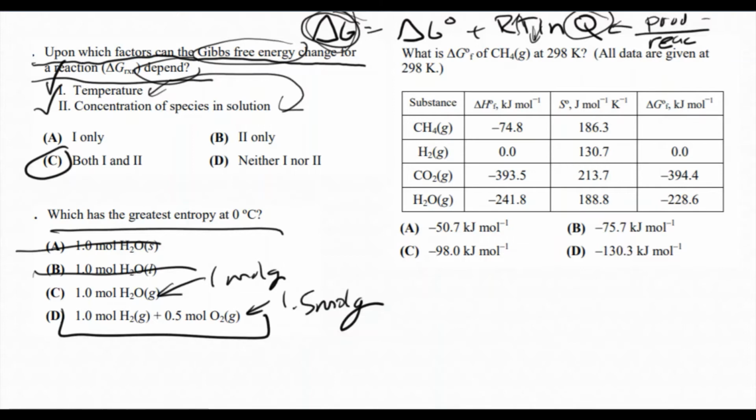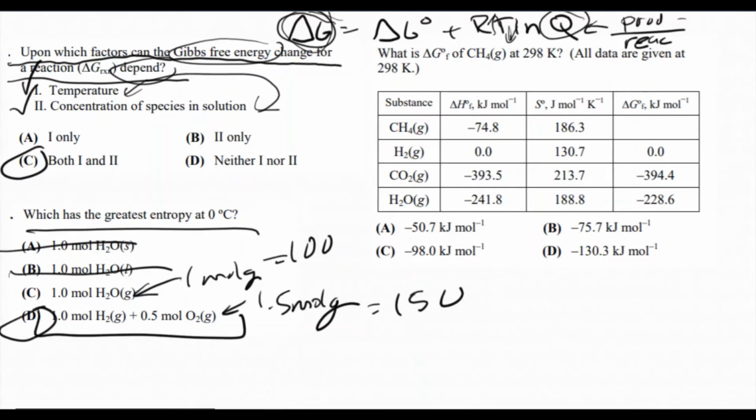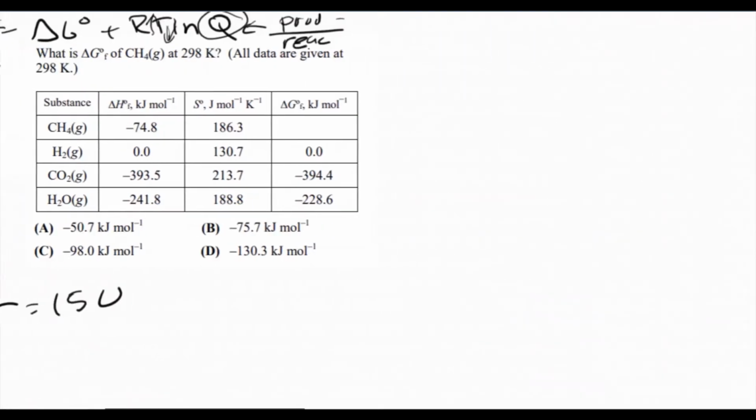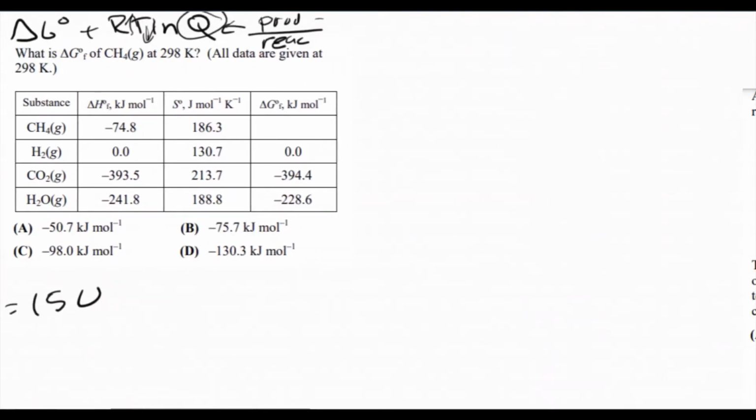Well, more moles of gas equals more entropy, because if we convert these to arbitrary values, as we did for the very first video of this unit, this would be 100, this would be 150. So it's very safe to assume that the answer is D. And in fact, it is. Let's take a look at this problem. What is delta G naught of formation of CH4 at 298 Kelvin?